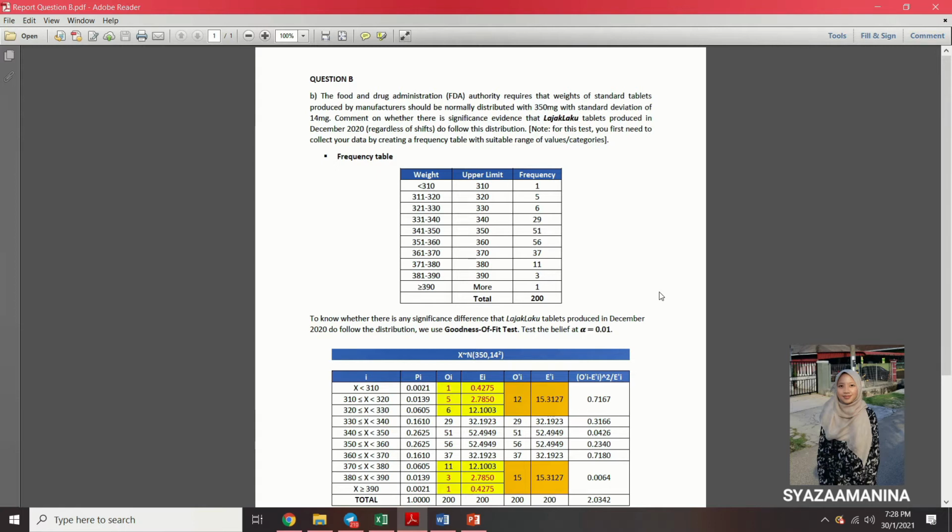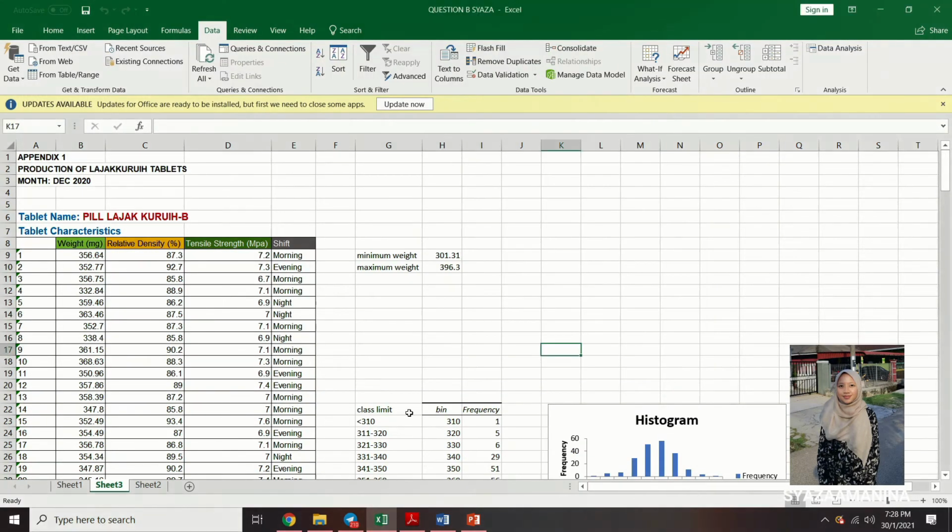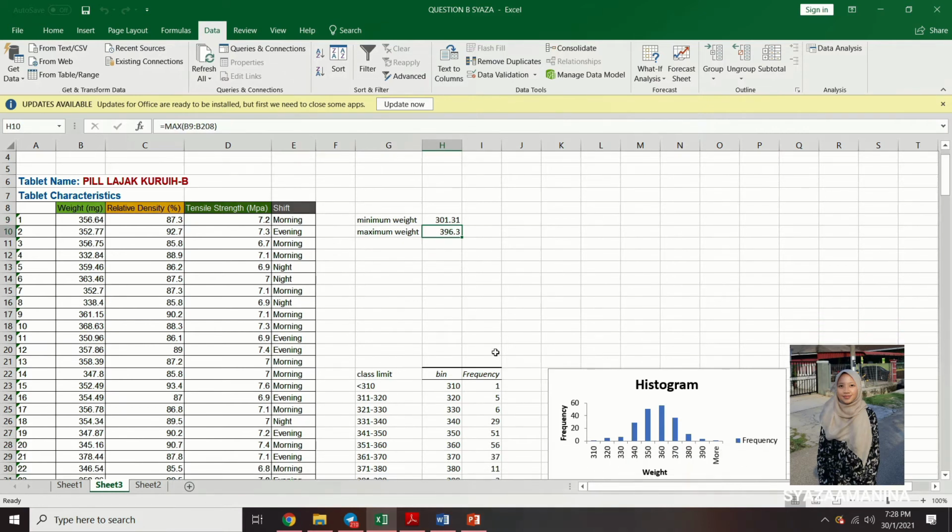Firstly, we need to construct a frequency table for weight. From the Excel, we can determine the minimum weight and the maximum weight. For our data, the minimum weight is 301.31 mg and the maximum weight is 396.3 mg.